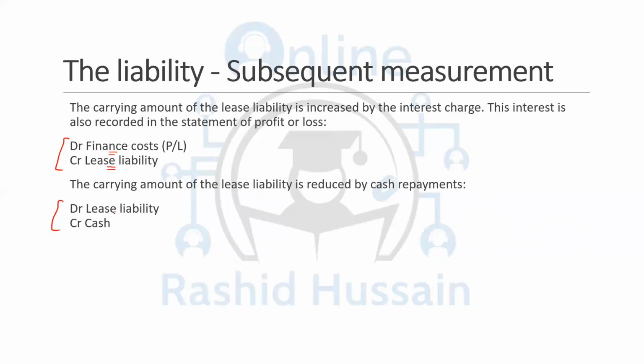When the payment is being made, the debit goes to the liability, because when you're making payment, the liability is decreased, and credit goes to the cash. So the simple treatment is that the interest accrued over the lease payment will increase the liability. You should record that as an expense, debit finance cost, and credit lease liability. Lease liability will increase when the interest is being accrued. When the payment is being made, the liability will be decreased and cash will be credited. So these are the two double entries.